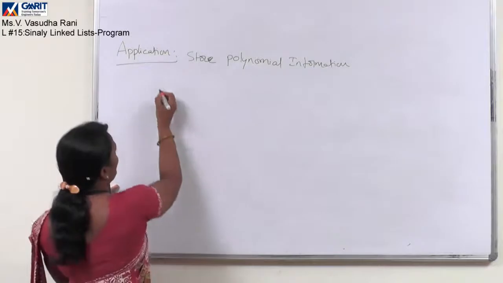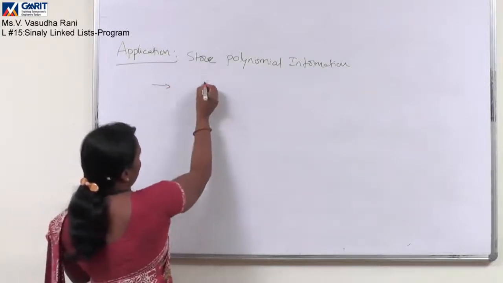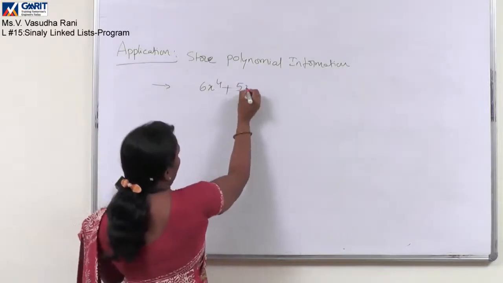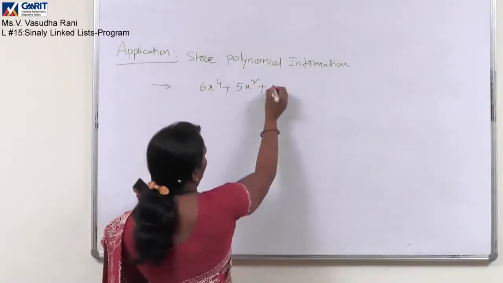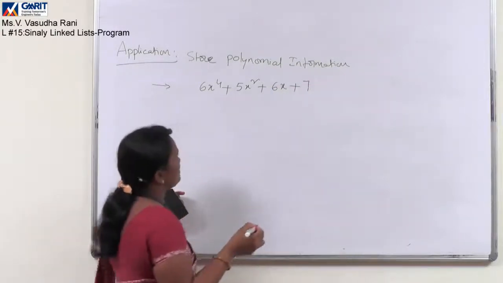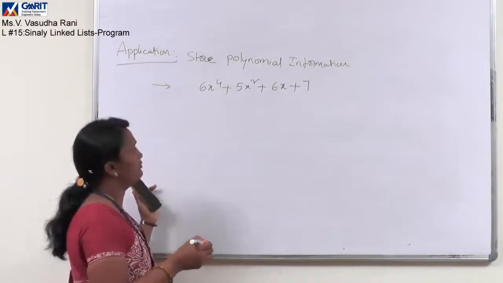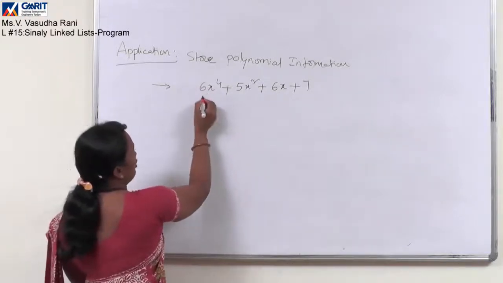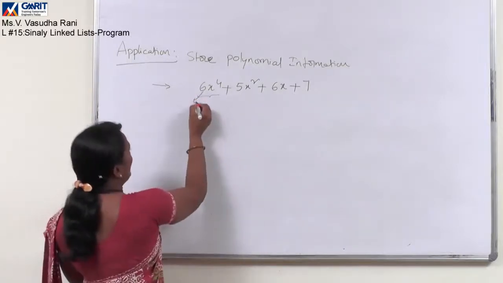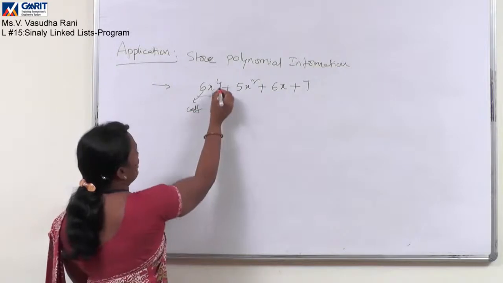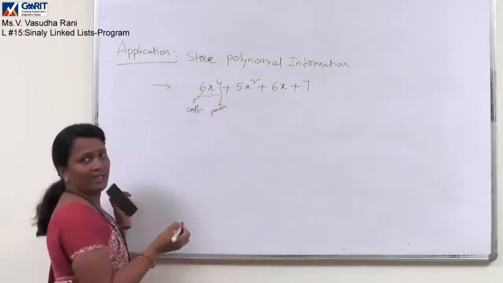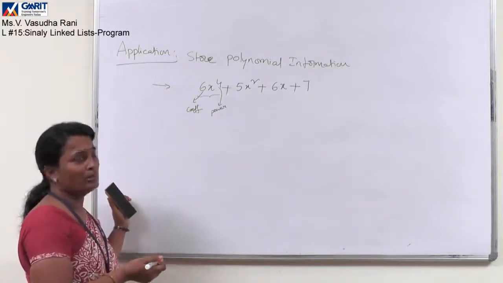First, taking a polynomial example, 6x power 4, 5x square, 6x plus 7. If you consider this polynomial, every term has its coefficient and its power of x. These two pieces of information we have to store.